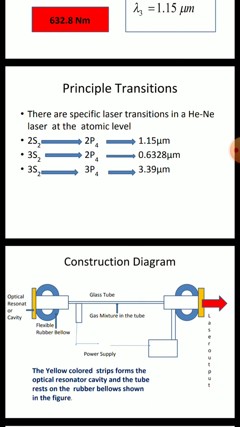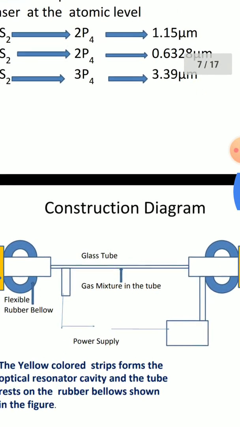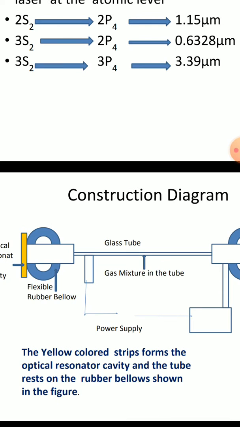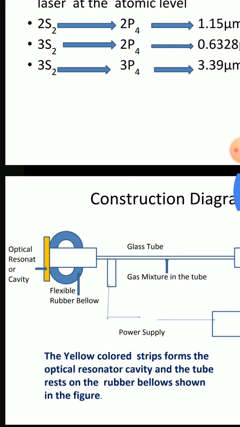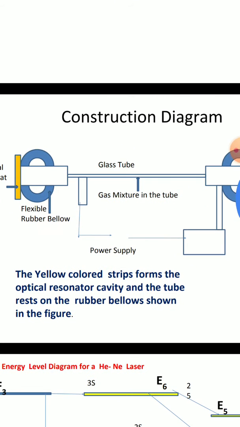Here you can see the construction diagram of a helium neon laser. What you see in the figure is a glass tube with a gas mixture in the tube. The glass tube is connected to the optical resonator cavities through flexible rubber bellows. These flexible rubber bellows act as shock absorbers and help in supporting the glass tube. The optical resonator cavity is shown in yellow color, and the tube rests on the rubber bellows shown in the figure.